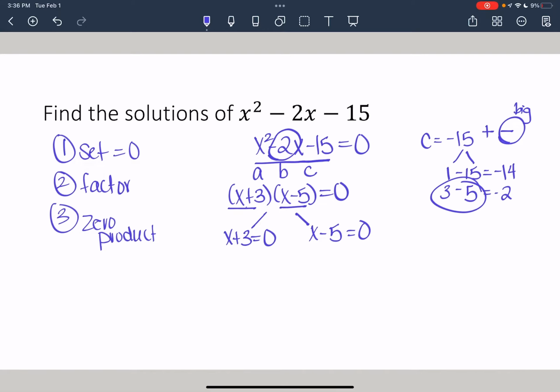Here I have x plus 3, so to solve for x, I'm going to subtract 3, which gives me x equals negative 3. That's my first solution. Here I have x minus 5, so I'm going to add 5 to both sides, and that gives me x equals 5, which is my second solution.